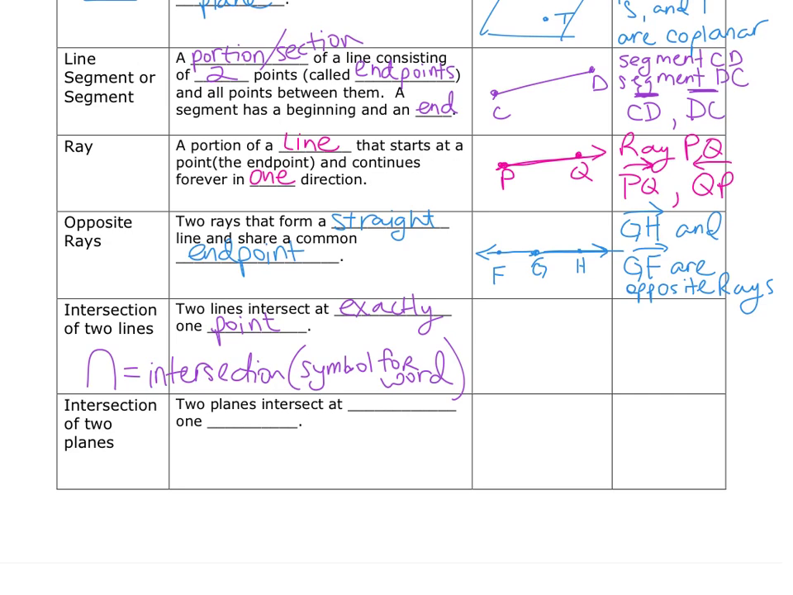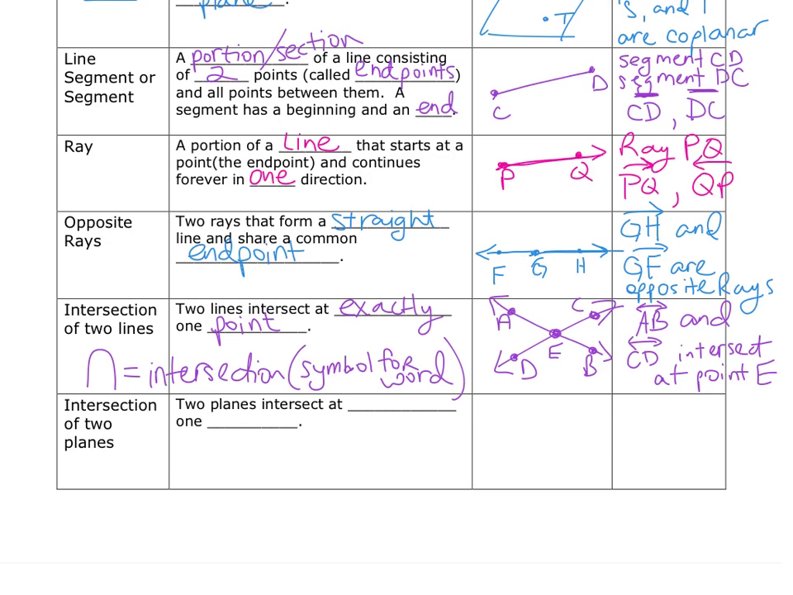So what this could look like for the intersection of two lines, we need to draw two lines. And they need to intersect. There's only one point that it can intersect at. So my line AB, remember the symbol for line is with our two arrows at the top of it, and our line CD, same with the two arrows above it, intersect at point E.